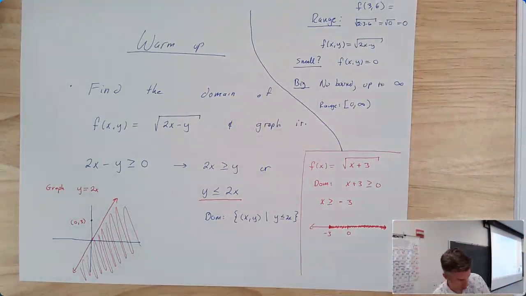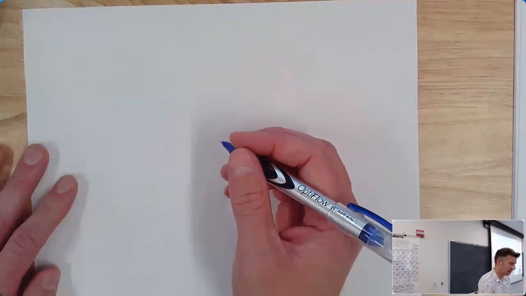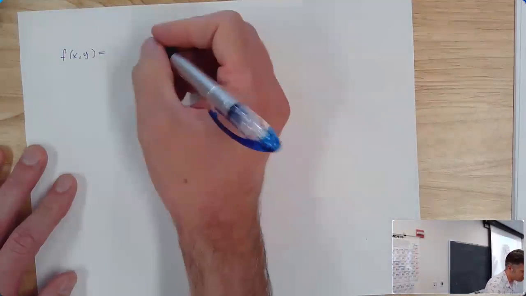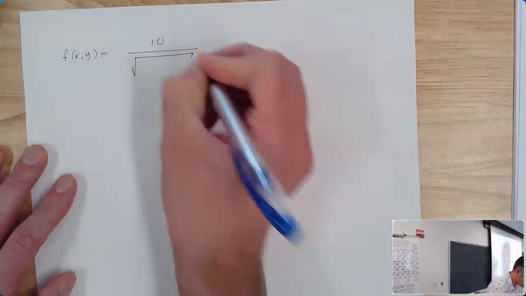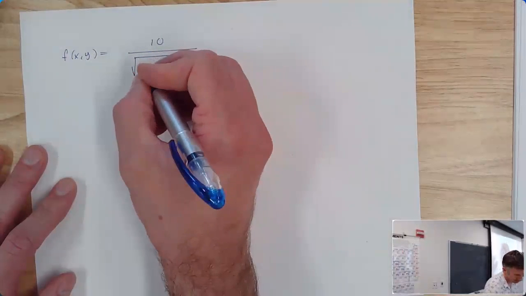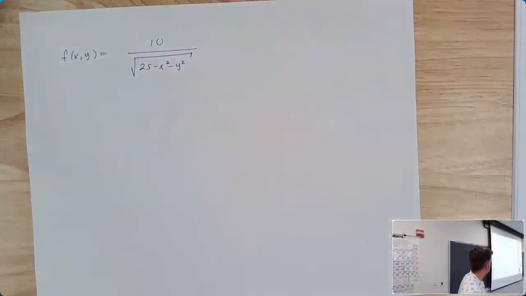Let's look at a couple other examples. Again, please don't hesitate to ask questions if you have them. Let's look at this next one. Let's say we have f of x, y equal to 10 over the square root of 25 minus x squared minus y squared. This is a very classic example in this class of a domain and range question.